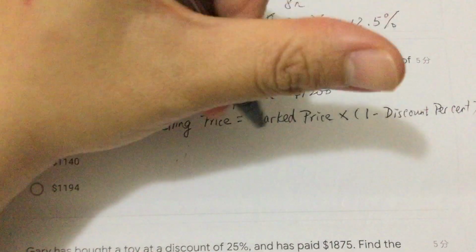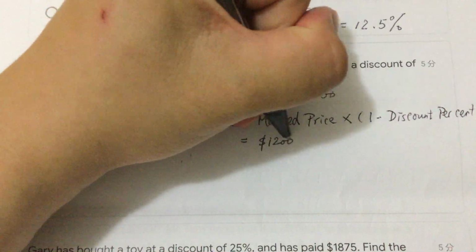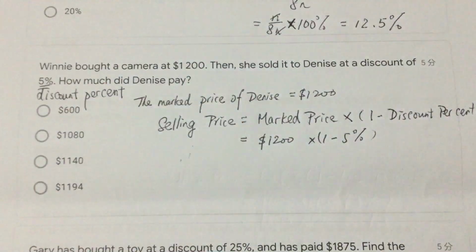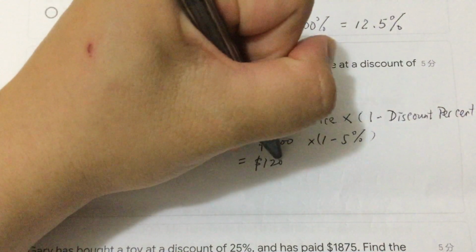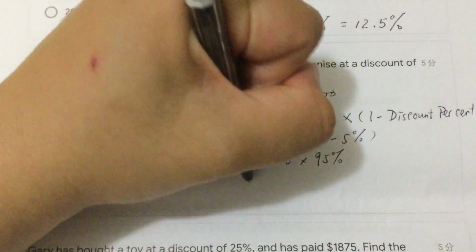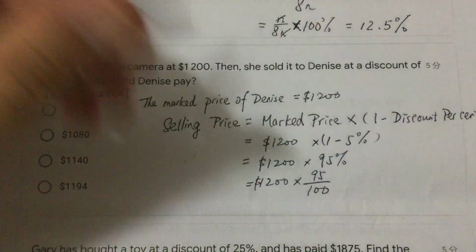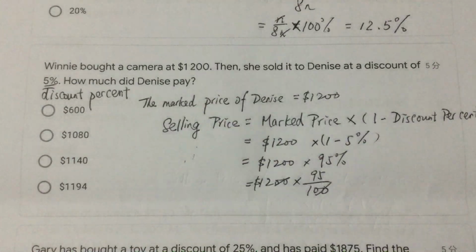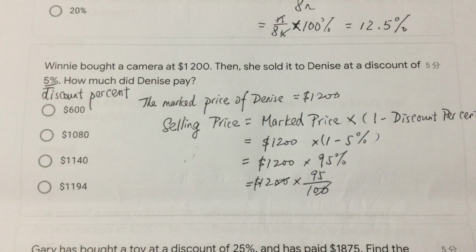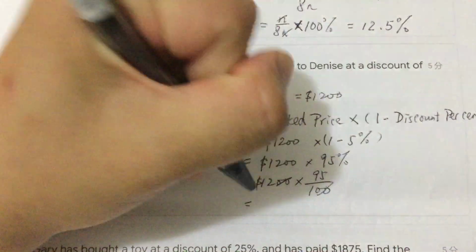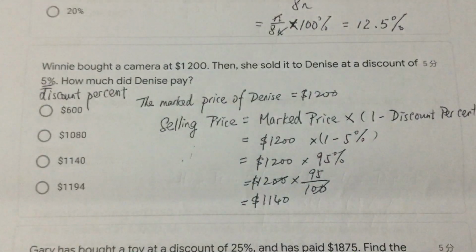Okay, now the mark price is 1,200, so fill in the blanks, 1,200 here. And that discount percent is 5%, times 1 minus 5% here. So we have the formula. And so we have 1,200 times 95%. And you have 1,200 times 95 over 100. And we can do the cancellation here. So the only one is that we are using 12 times 95. So that is 12 times 95. So what do we have is 1140. So this one is the answer.